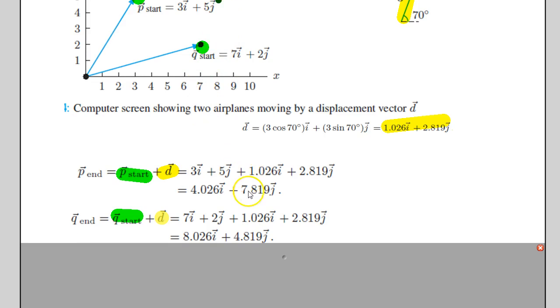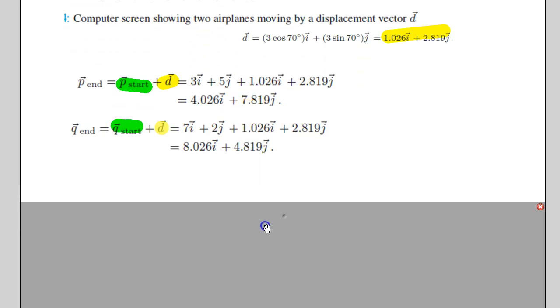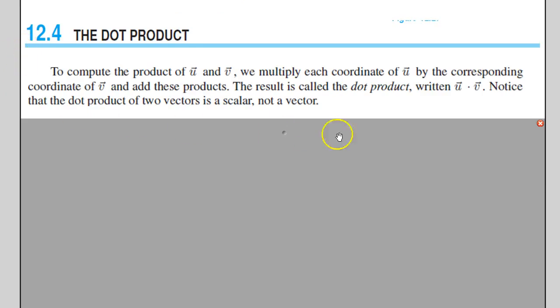4.819. Okay, very close. So that's how you would use vectors. Okay, moving on. Dot product. Now, some of you ask, how do we multiply vectors? Well, it's a little bit different. We don't call it the multiplication of vectors. We just call it the dot product.